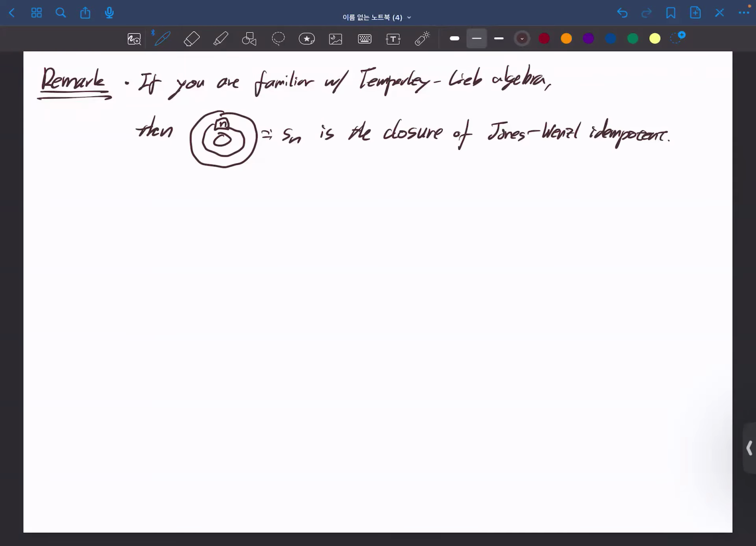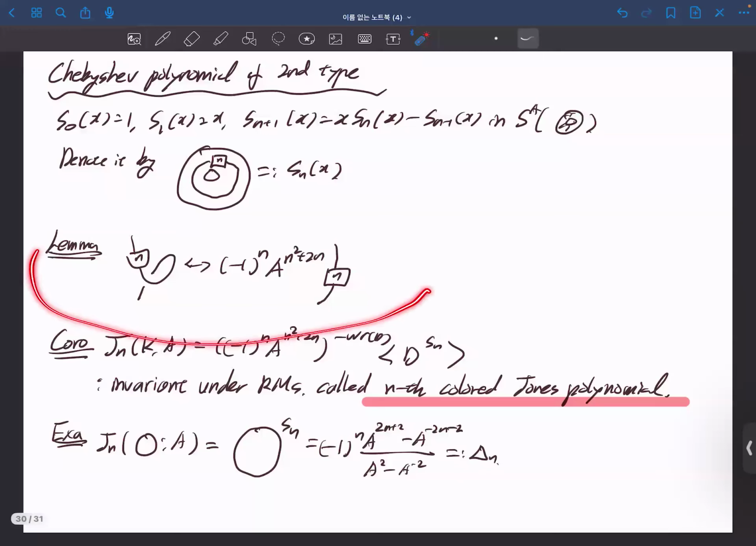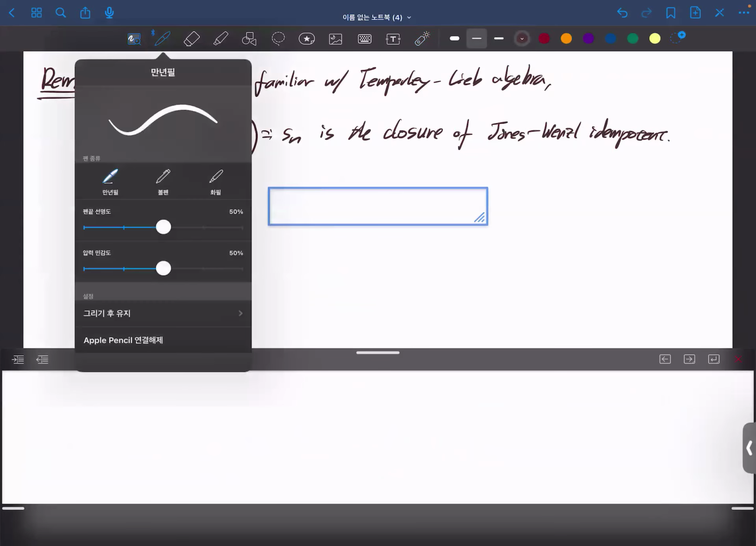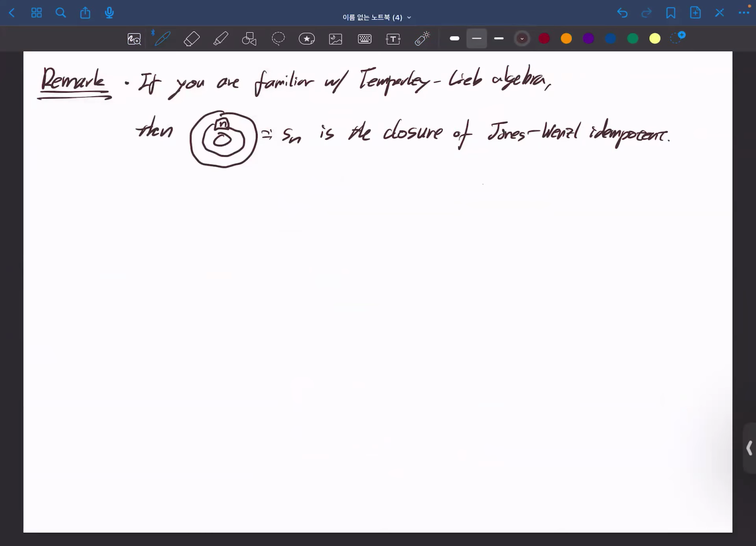And this element in the Temperley-Lieb algebra has really good properties. By using that, we can show this lemma. Moreover, its closure satisfies the recurrence relation of Chebyshev polynomials of the second type. So we use the Chebyshev polynomial of the second type, but I didn't say it because if I explain it, I need to take weeks. So this one is the first remark.